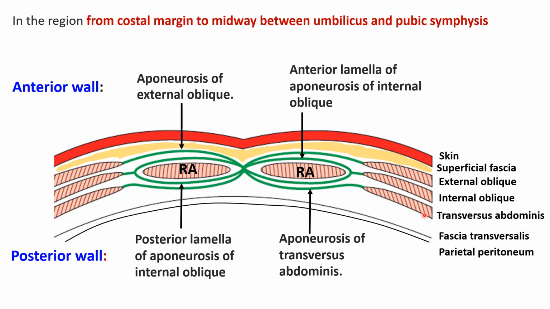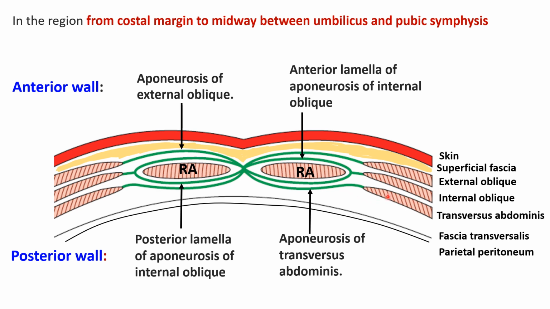Again, if we look at the layers of the anterior abdominal wall, you can see here skin, superficial fascia, external oblique muscle, internal oblique, transversus abdominis, fascia transversalis, and finally we will have the parietal peritoneum and then the abdomen here. Let us look at the anterior wall now. Here we can see the aponeurosis of the external oblique is forming, right? And then if we look at the internal oblique, its aponeurosis splits. So some of the fibers will go anterior to the rectus sheath, and another layer of this aponeurosis will go behind the rectus abdominis muscle.